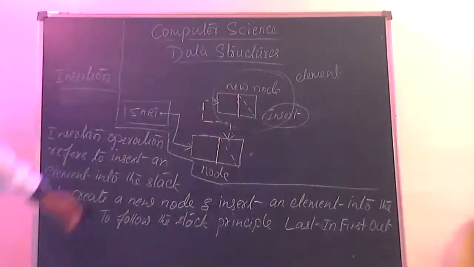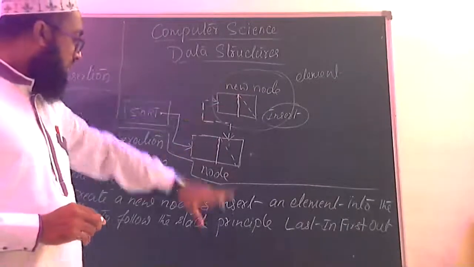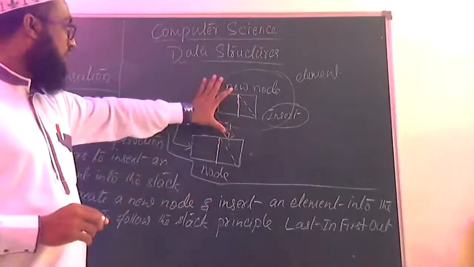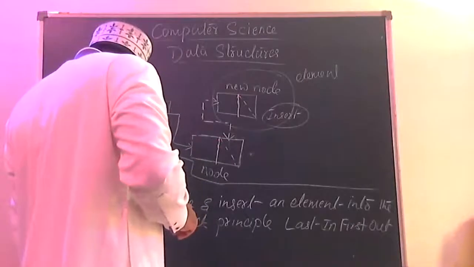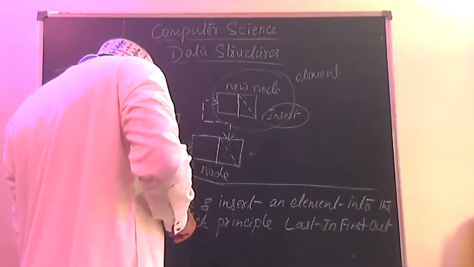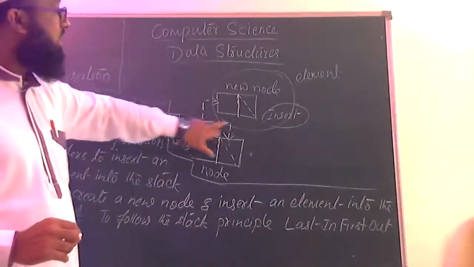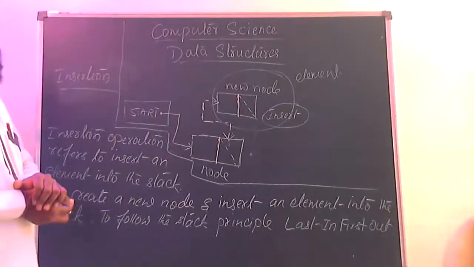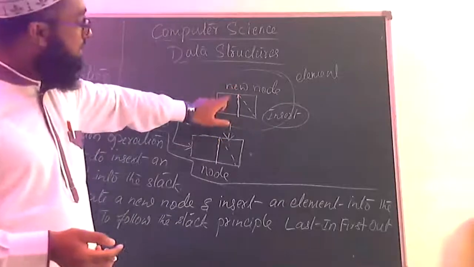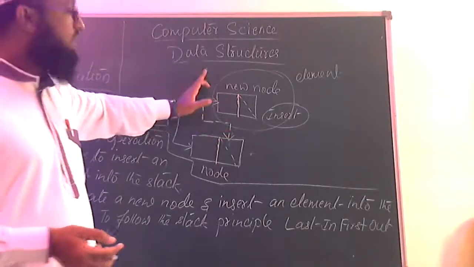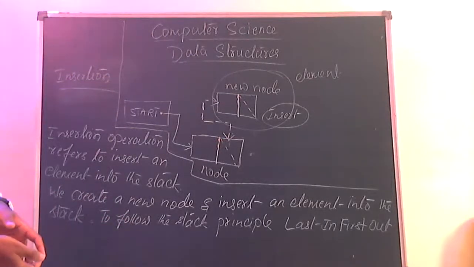Okay, at that time, a node needs to be created at the end of the linked list. Last in, first out. For this principle, a node is to be created at the last of the linked list, and this element needs to be inserted at the last of the linked list. Then if you want to delete, the last element which is inserted at last is to be deleted at first. This is regarding insertion.